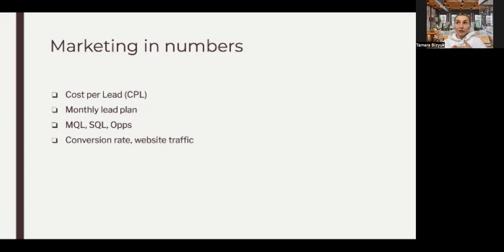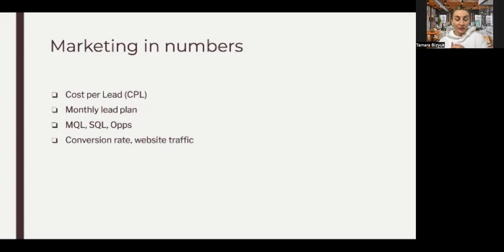Maybe our messaging or value positioning is not matching with the leads that we get, or the prospect's perception of the company's product or solution is wrong based on the website. So that's why it's important to track the numbers, because they tell you a bigger picture about your business, about what's working, what's not working.